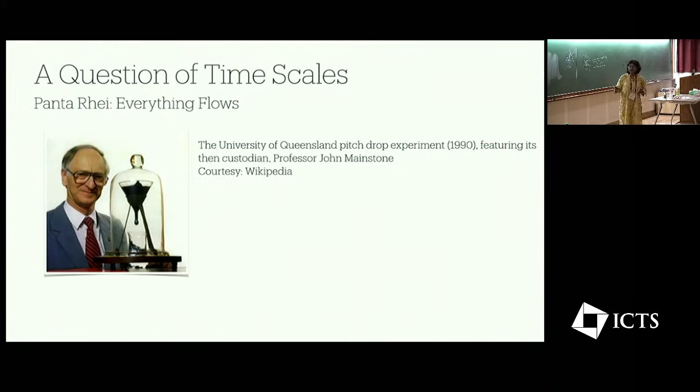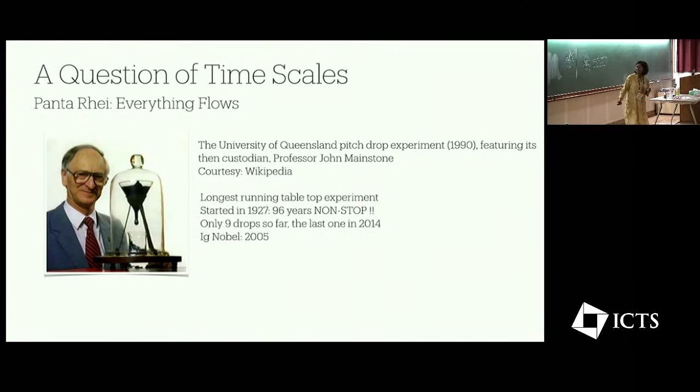So now this is 2023. I don't know if you're reading the news or not, but this got the Ig Nobel Award in 2005. Do you know how many drops have actually detached since 1930? We're looking at 93 years, 14 drops. This is John Mainstone, who recently passed away. I'm sorry, only 9 drops. I forgot. So only 9 drops have fallen.